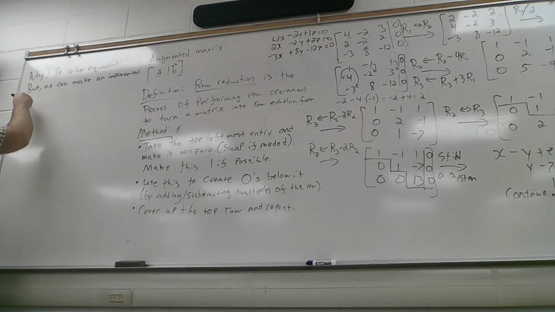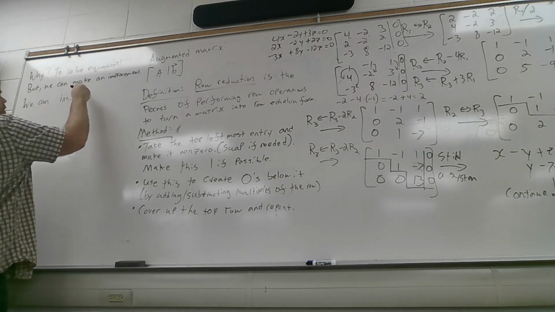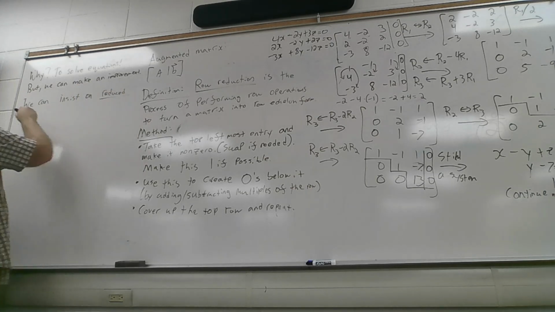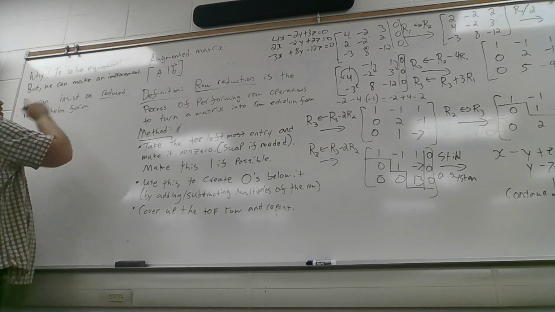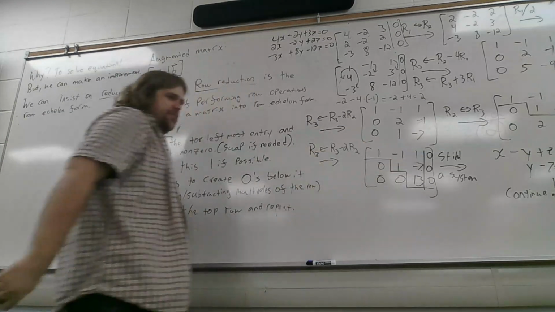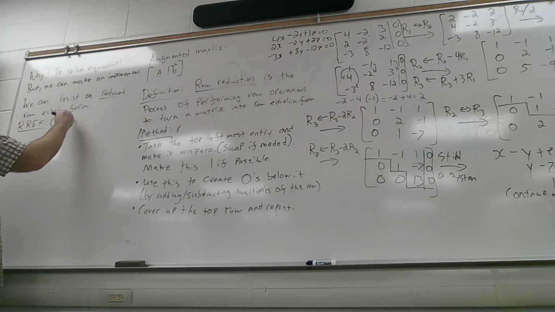So we can insist on what's called reduced row echelon form. It's called reduced because we're going to make it a little nicer. And it's called reduced row echelon form, which means it's going to have to be a row echelon form, right? We got that nice little staircase going on. We call it RREF because we talk about it so much. This is the reduced row echelon form.